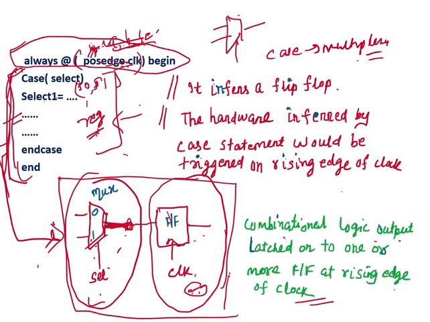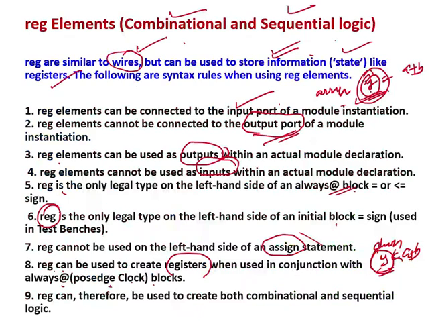Okay, not combinational one. But if positive edge of clock is not there, means if it is some signal other than your sequential triggering signal, like clock or reset signal, or if it is a combinational edge, like some random signal, then it is always a combinational logic. Then reg can therefore be used to create both combinational and sequential logic. That is what we saw here, in this example.